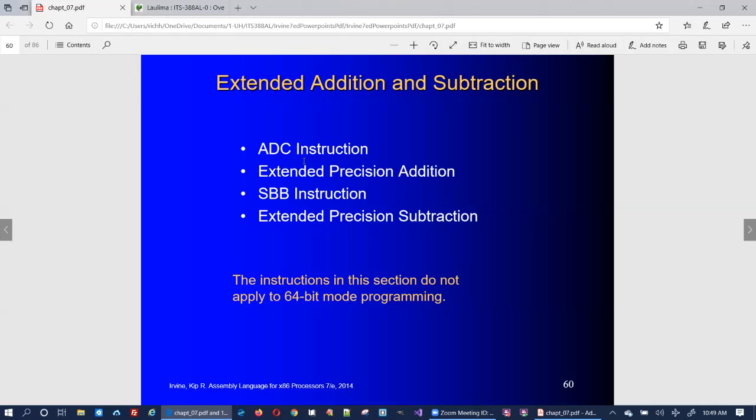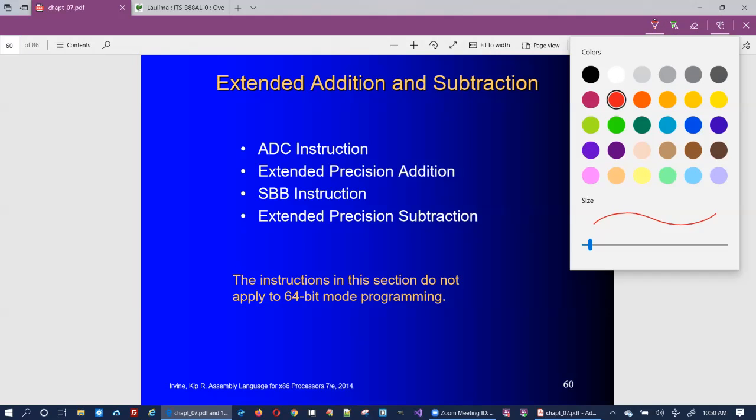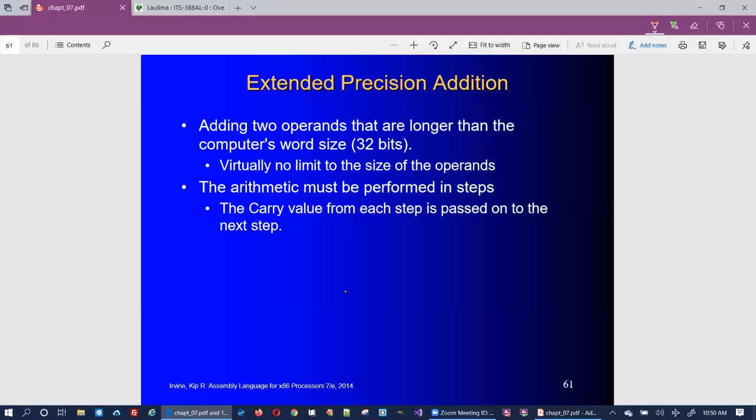We're going to be using the ADC instruction, which is add with carry. It's how we do extended precision addition, and the SBB instruction, subtract with borrow, is for extended precision subtraction. These instructions do not apply to 64-bit mode, so we're only talking 32-bit mode here.